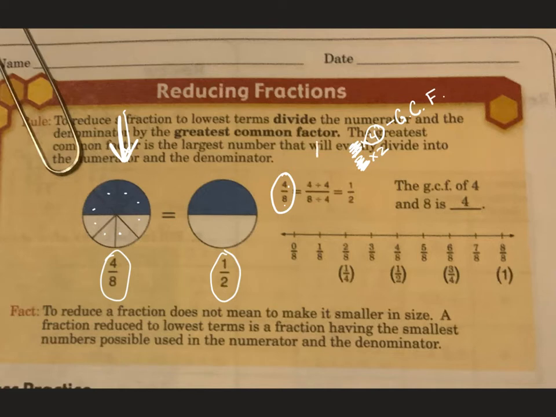This is how you're going to write it out, guys. This is what I want to see. 4 divided by 4, 8 divided by 4. Notice these are the same because remember, any number that's the same on top and the bottom equals 1.